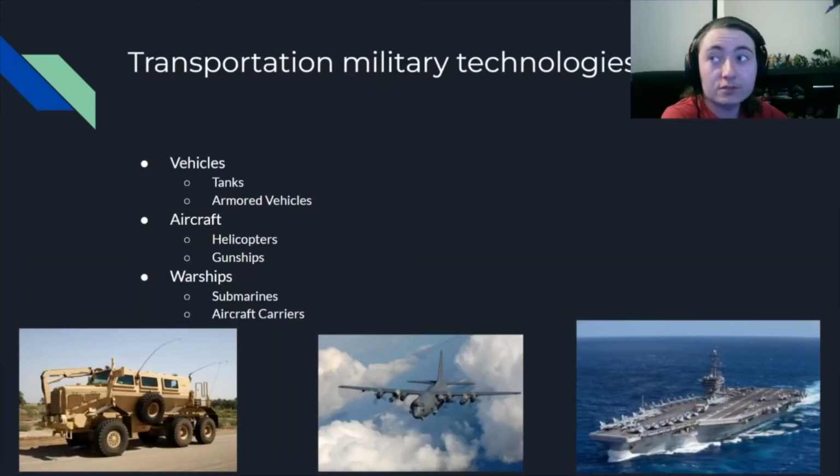Now, for transportation military technologies, mainly horses in the medieval period, carts, wagons, etc., but it has slowly evolved to actual vehicles, aircraft, and we even have warships now. Vehicles like tanks, armored vehicles, many different types of armored vehicles, each used for different purposes. But mainly transportation is for the transportation of people, items, food, etc.